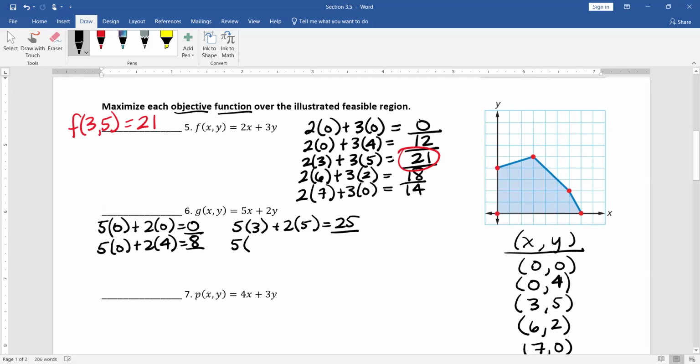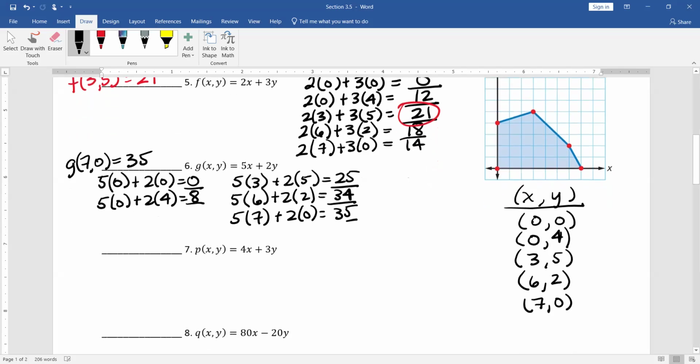5 times 6 plus 2 times 2, 34. It's probably going to be my biggest one. But just to be sure, 5 times 7, nope, 5 times 7 is bigger. 35. 2 times 0 gives me 35. So that means in this case, G of 7, 0 equals 35.